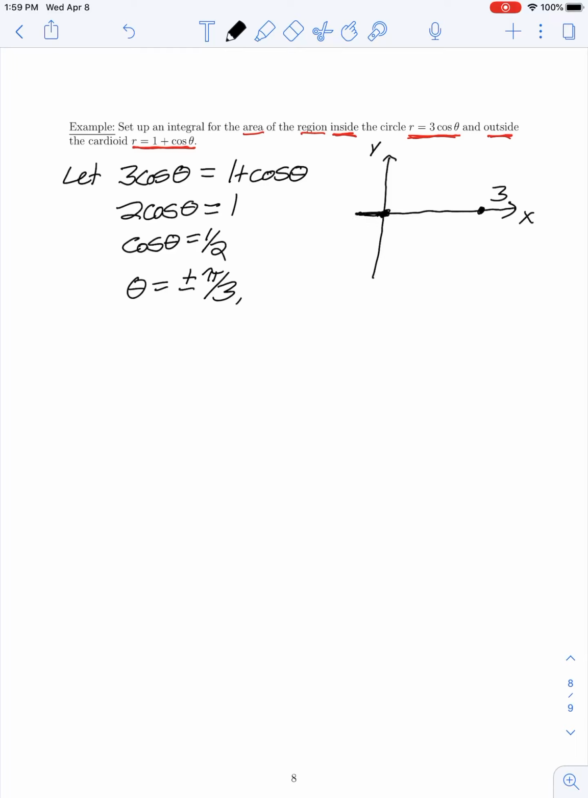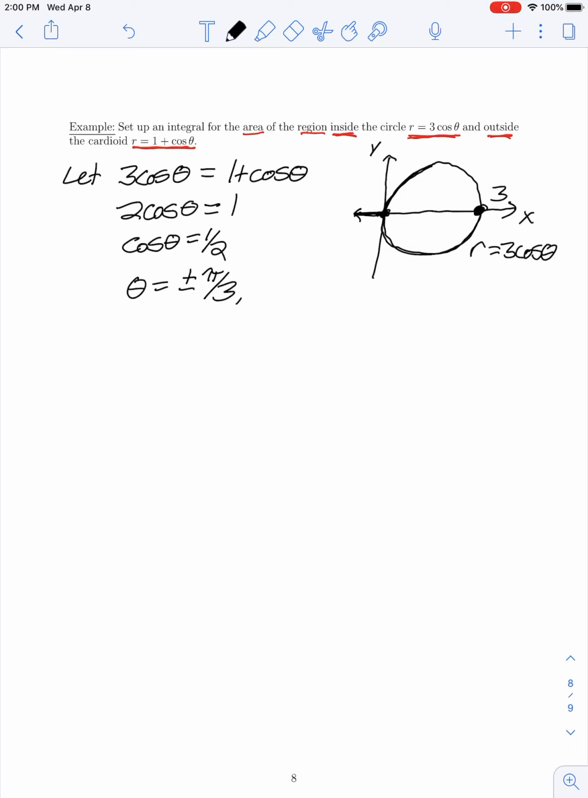So from this negative x-axis, we would move -3 units outward. So we're moving back to this point 3, 0, moving in the direction of the positive x-axis. So here our circle looks like the following. This is 3 cosine of theta.